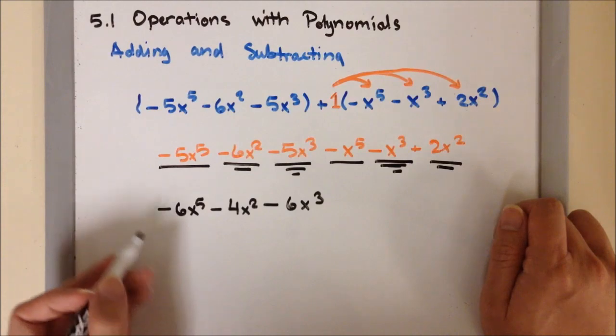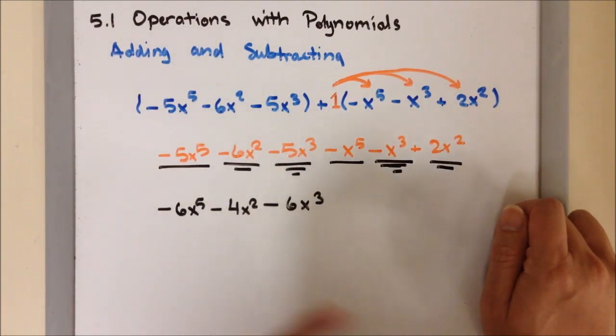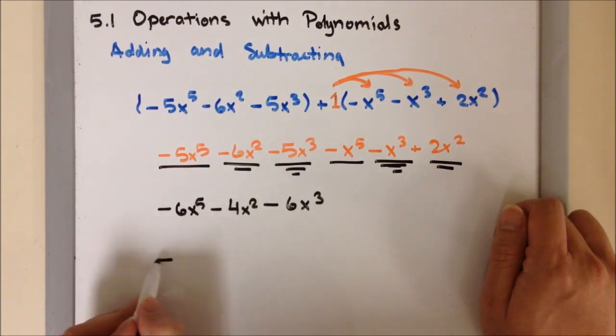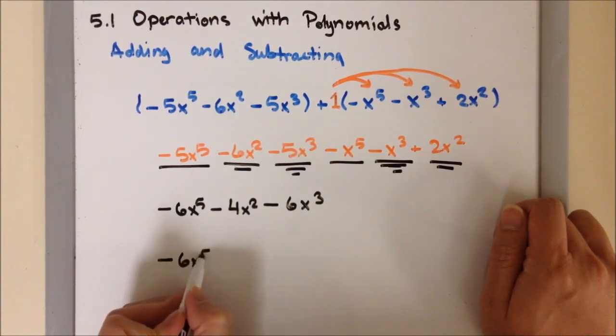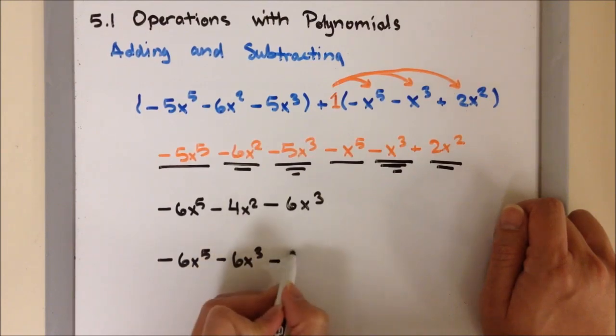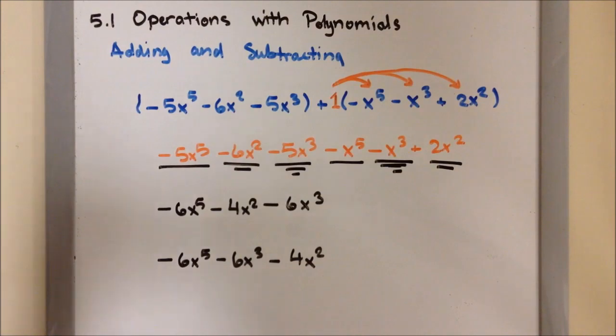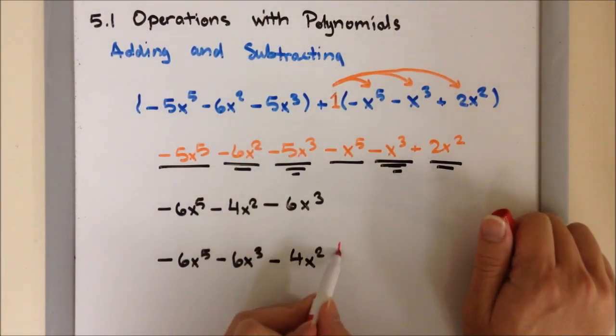Last, I'm going to put my answer in order, starting with the highest exponent, going down. So negative 6x to the fifth minus 6x to the third minus 4x squared. So, here's my final answer.